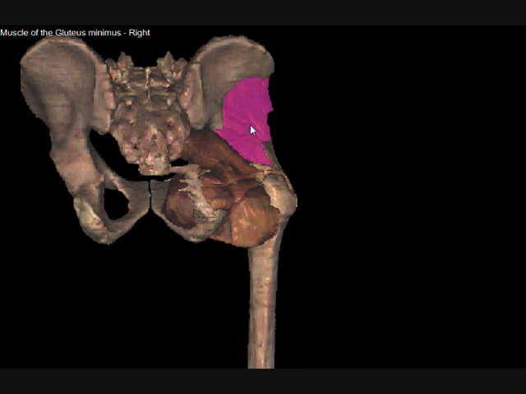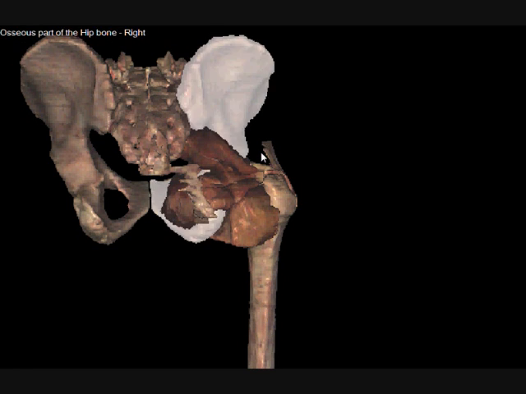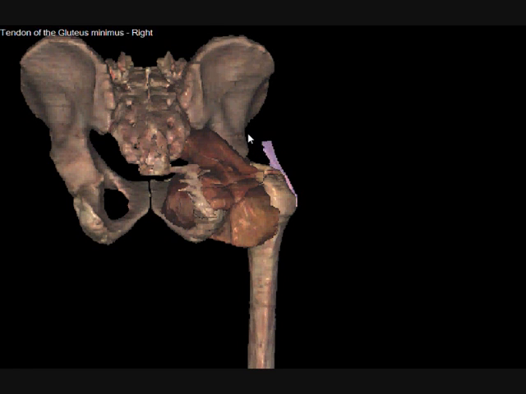So if not the gluteal tuberosity, the greater trochanter of the femur also. If we remove this, we basically have the superior aspect of the hip joint. But before we talk about this, we should talk about the other muscles in the region.